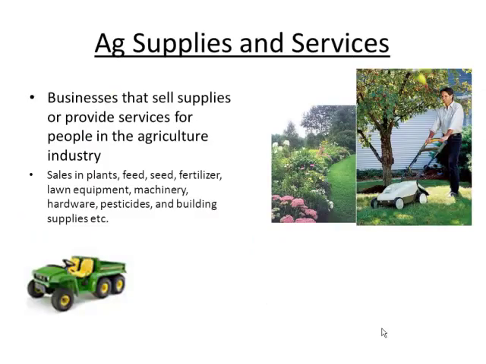Then you look at ag supplies and services, where you have businesses that sell supplies or provide services for people in the agriculture industry. It could be the sale of plants, feed, seed, fertilizer, lawn equipment, machinery, hardware, pesticides, building supplies, etc. All those things are involved as well.